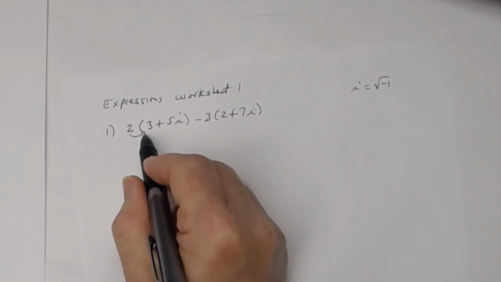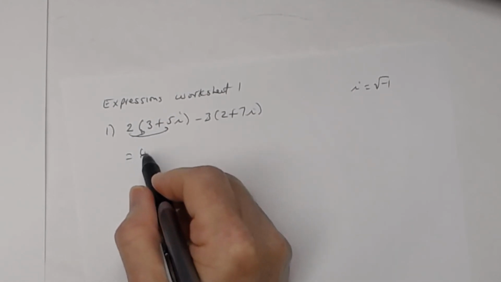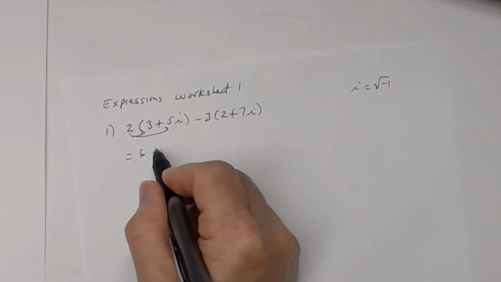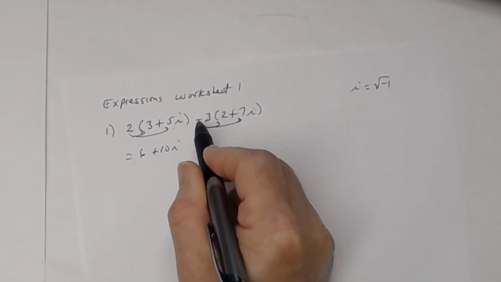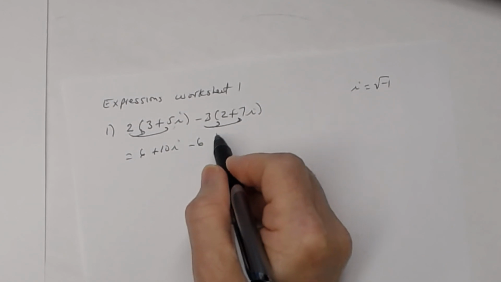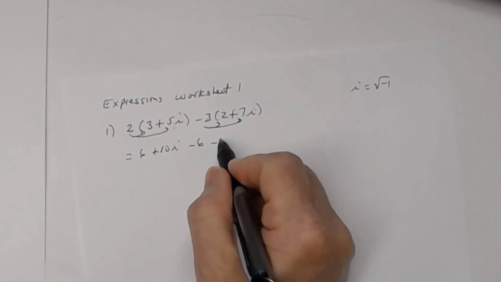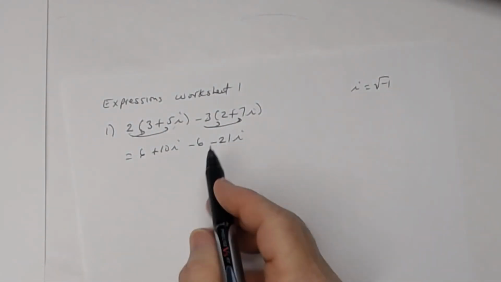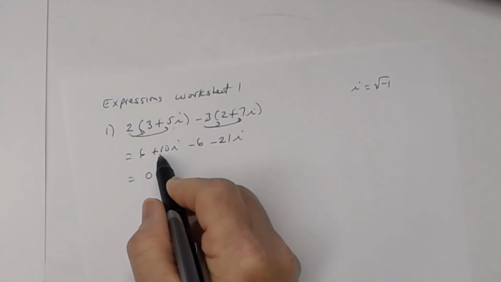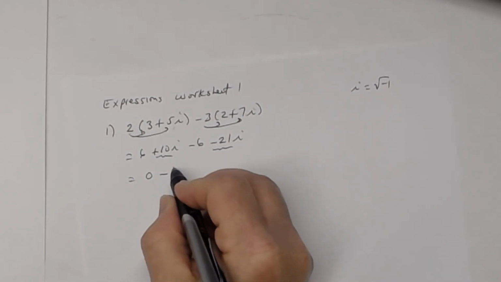So if I distribute, this is what I get. 2 times 3 is 6, 2 times 5i is 10i. Then distribute the negative 3: negative 3 times 2 is negative 6, and negative 3 times 7i is negative 21i. Combining like terms, 6 minus 6 is 0, and 10i and negative 21i is negative 11i.